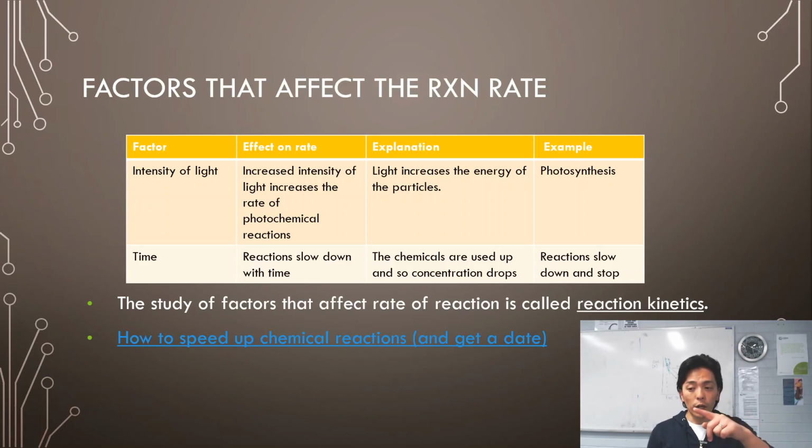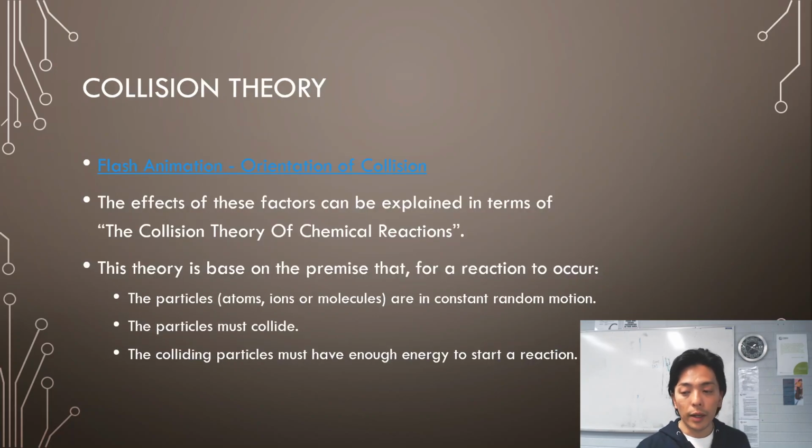We also watched a video before. It's a TED video, how to speed up a chemical reaction and get a date. We'll probably watch that again in class, or you can search for it on YouTube. There's also a flash animation here that shows how orientation is important when it comes to collision theory, and that flash video in that link would allow you to understand a bit better, picture it better.